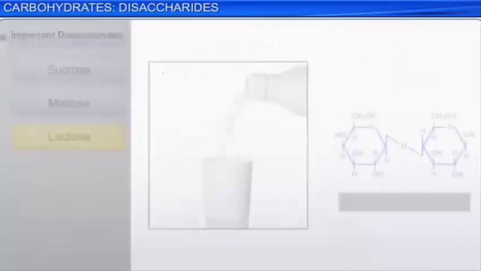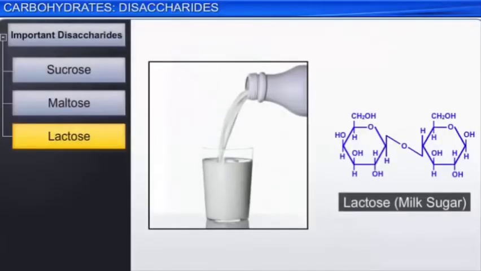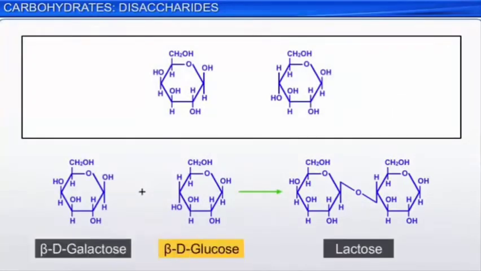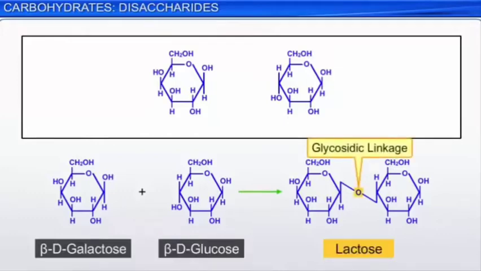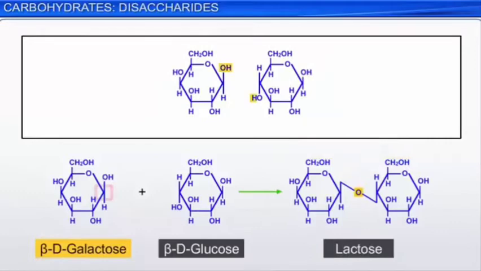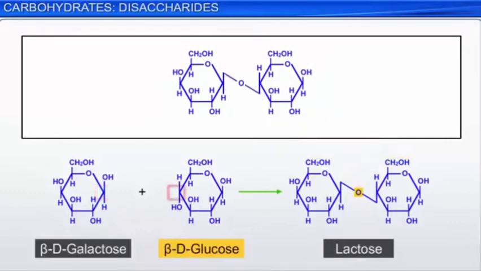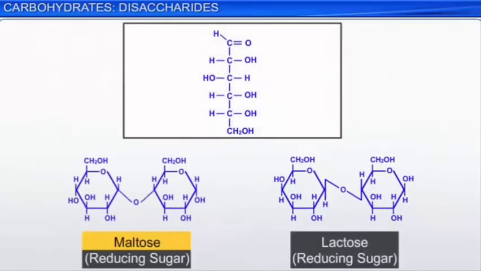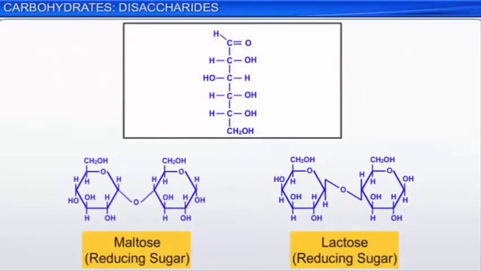Lactose is a disaccharide present in milk, so it is sometimes referred to as milk sugar. Lactose is composed of beta-D-galactose and beta-D-glucose. The glycosidic linkage in lactose forms between the C1 of galactose and the C4 of glucose. Like maltose, lactose is a reducing sugar due to the presence of a free aldehydic group at the C1 of the glucose unit.